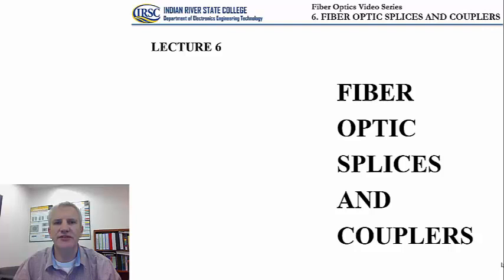Today we are covering lecture number 6, and we are going to be talking about fiber optic splices and couplers. Just to refresh our memory, last time we introduced fiber optic connectors, and at the beginning of the last lecture we talked about 3 different types of connections that exist in fiber optic links. We talked about fiber optic connectors, and then the other 2 types of connections would be fiber optic splices and fiber optic couplers. That is basically the topic of today's lecture.